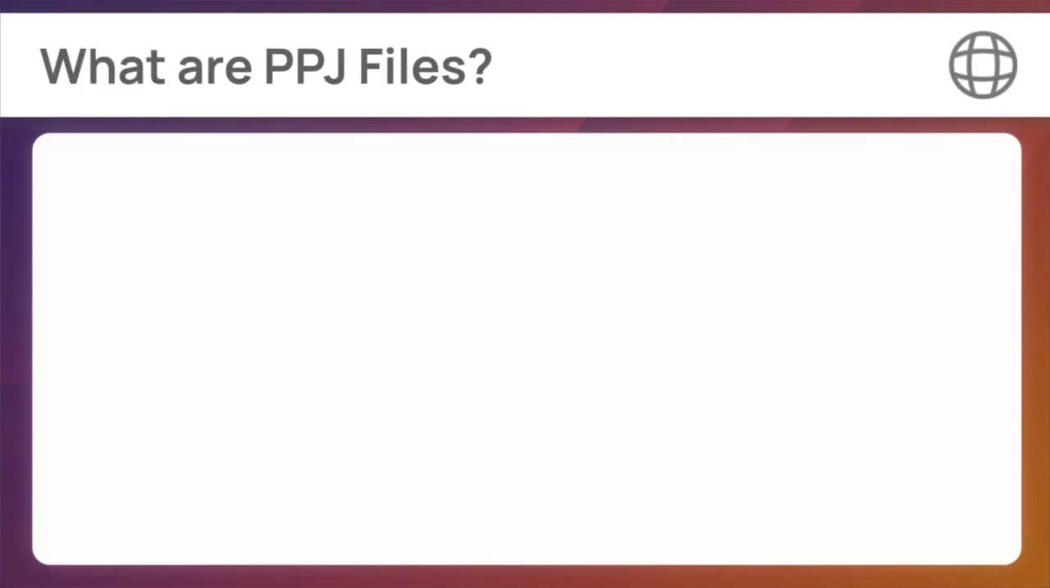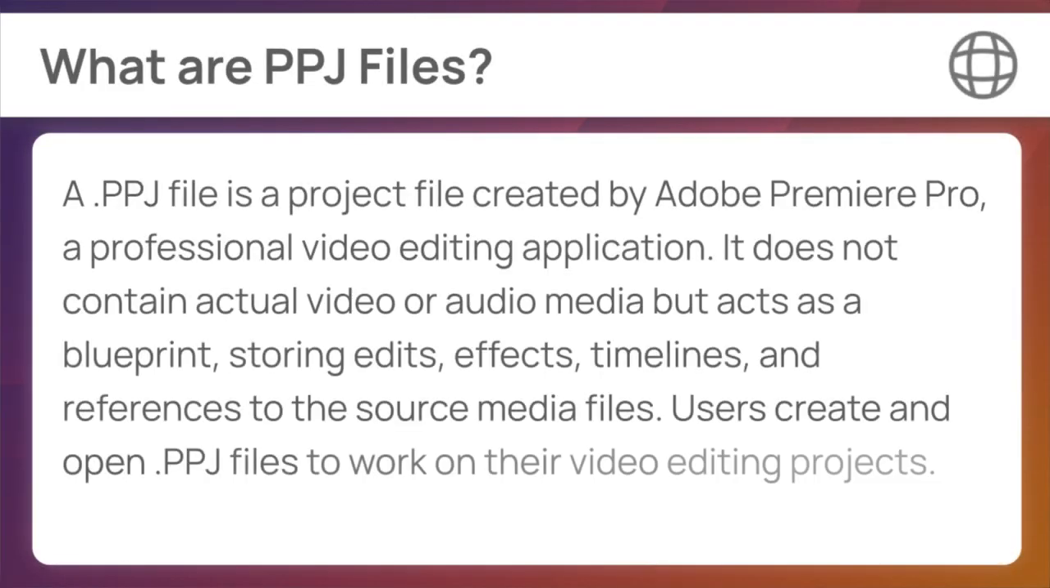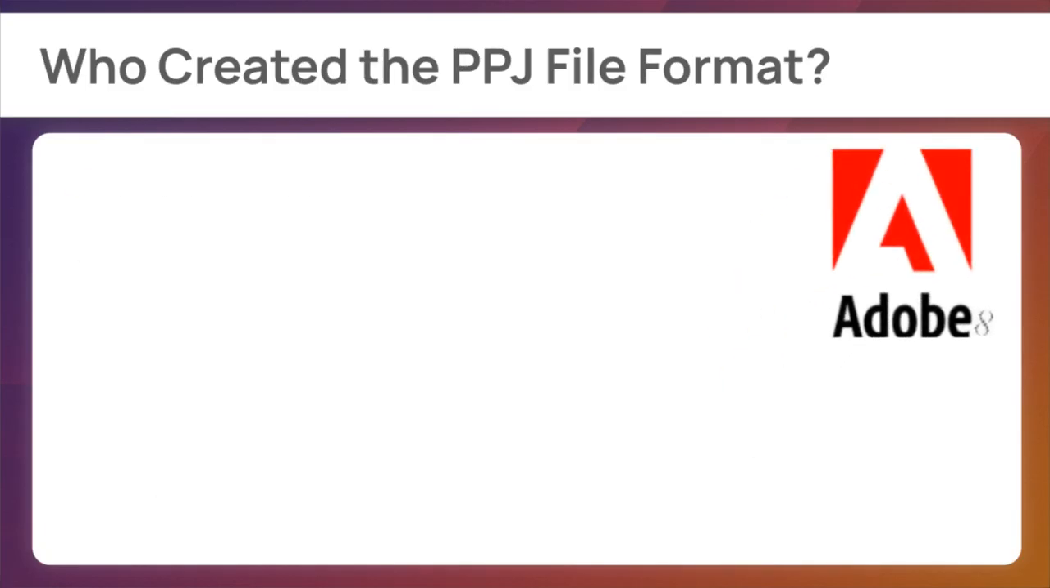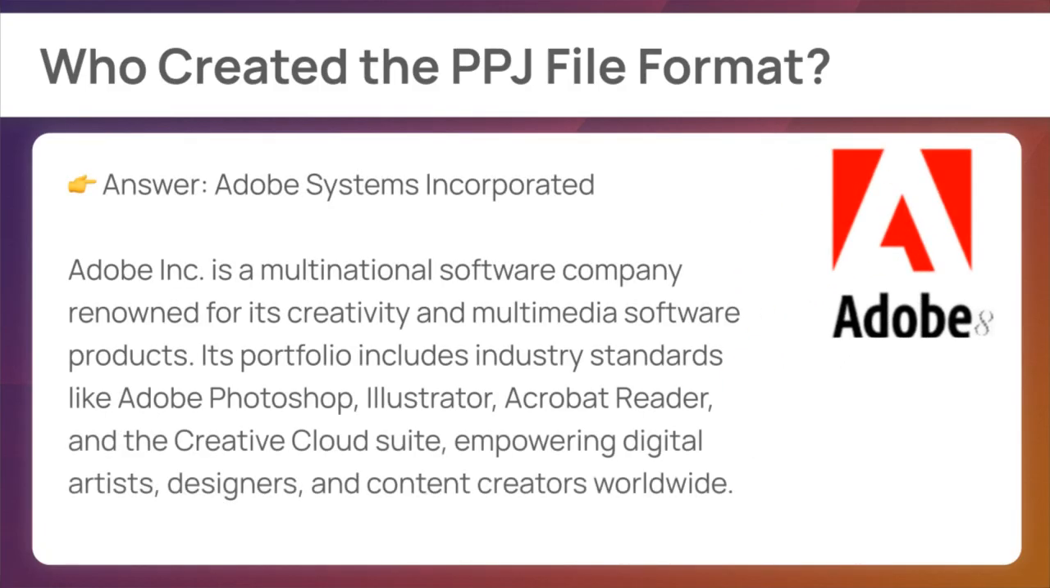A PPJ file is a project file created by Adobe Premiere Pro, a professional video editing application. It does not contain actual video or audio media, but acts as a blueprint, storing edits, effects, timelines, and references to the source media files. Users create and open PPJ files to work on their video editing projects.